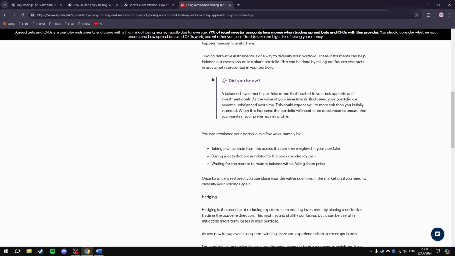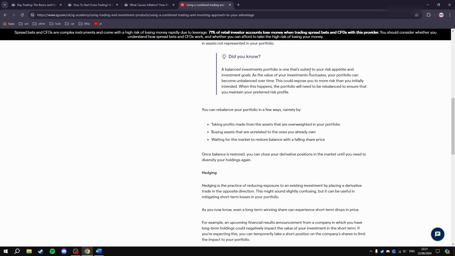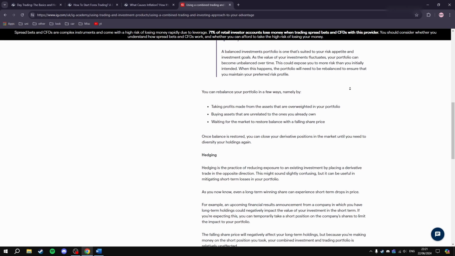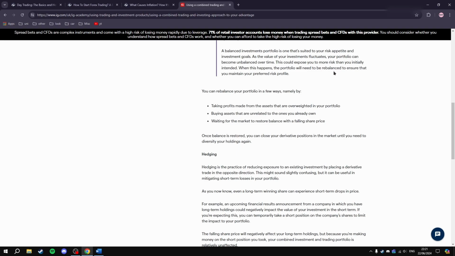Trading derivative instruments is one way to diversify your portfolio. These instruments can help balance out overexposure in a share portfolio. This can be done by taking out futures contracts in assets not represented in your portfolio. Did you know a balanced investment portfolio is one that's suited to your risk appetite and investment goals? As the value of investments fluctuates, your portfolio can become unbalanced over time. This could expose you to more risk than you initially intended. When this happens, the portfolio will need to rebalance to ensure that you maintain your preferred risk profile.